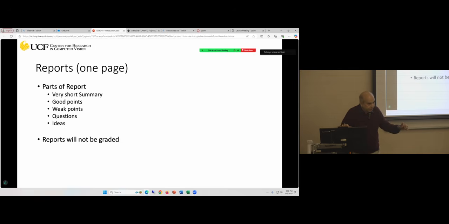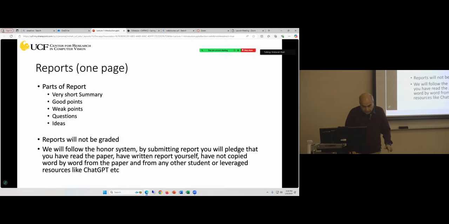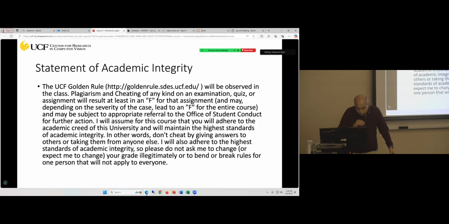These reports will not be graded. This is an honor system, and by submitting a report, you will pledge that you have read the paper, have written the report yourself, and have not copied word by word from the paper or from any other students or leveraged resources like ChatGPT and so on. Okay? So this is a golden rule. We'll follow this.